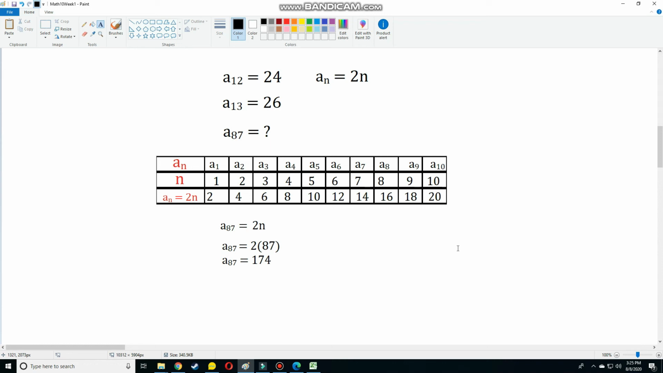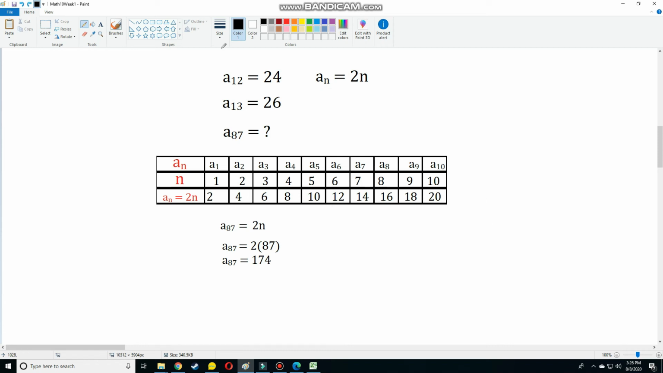It's because it would be quite impractical. For example, if we would find the 87th term and you would do the same as we did earlier, adding 2 plus 2 plus 2 plus 2 plus 2 until 87 times, it is quite impractical even if you would use your calculator. That is why it is necessary for us to derive our mathematical rule so that we could directly find the missing term or the term that we want to find out.